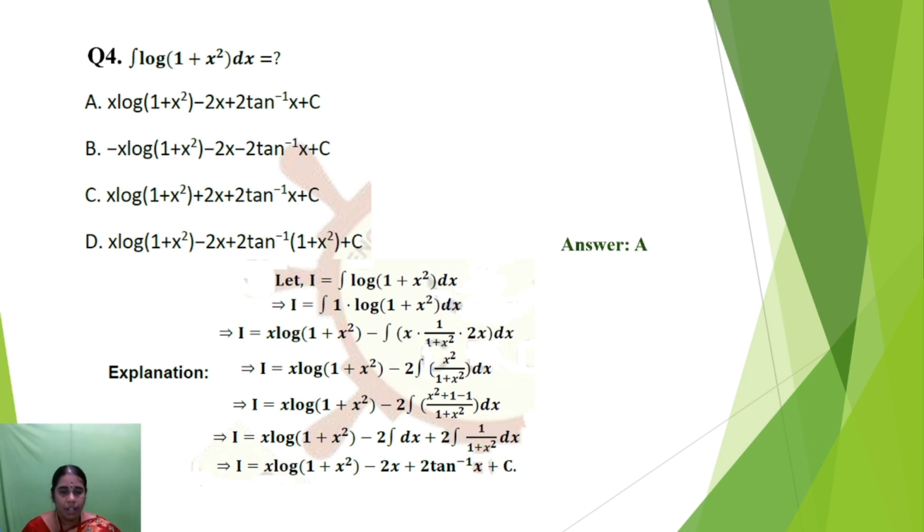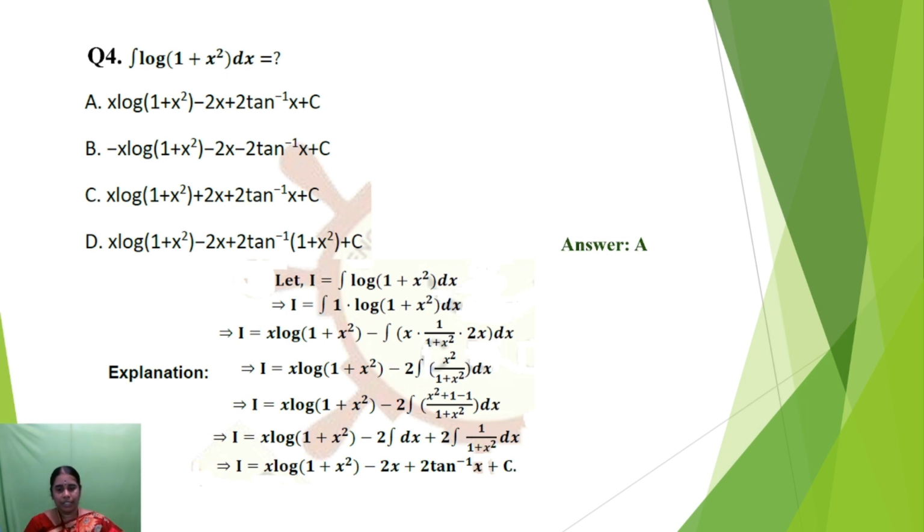So u into v is log of 1 plus x² into x, minus the integral of v du, where v is x. Now we differentiate log of 1 plus x², which gives 1 by 1 plus x² into 2x. So the answer is I equals x into log of 1 plus x² minus 2 into the integral of x² by 1 plus x² dx. We have substituted the formula integral u dv is equal to uv minus integral v du.